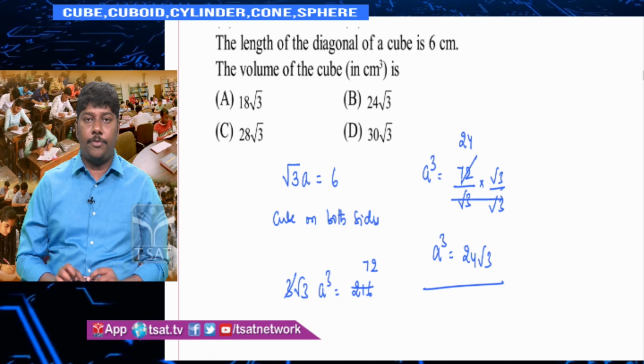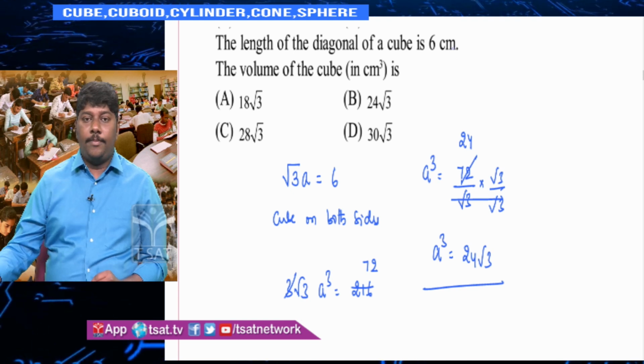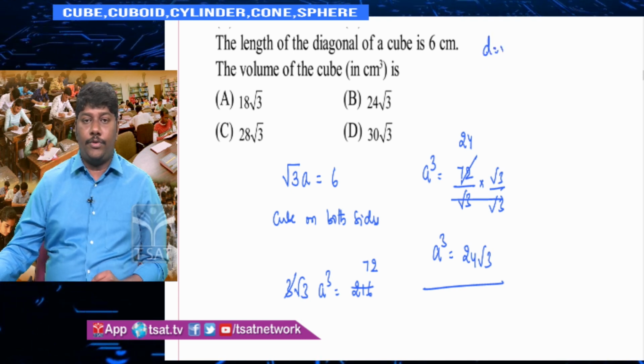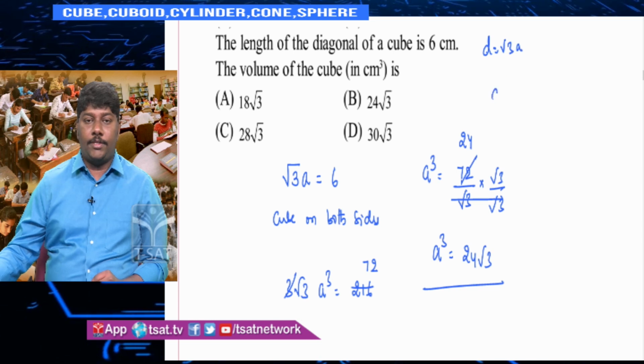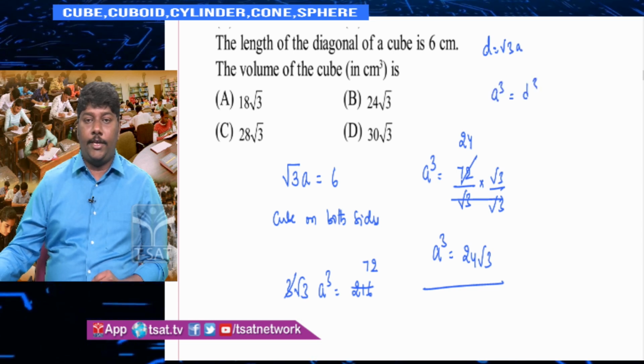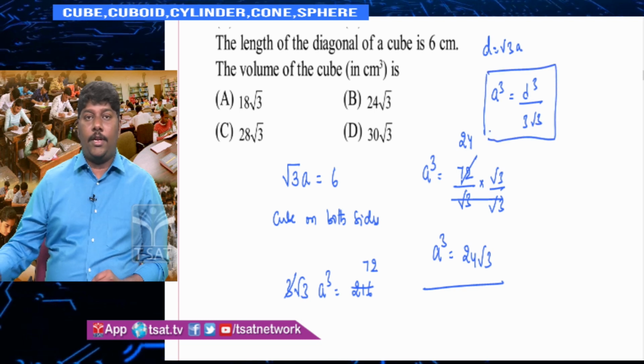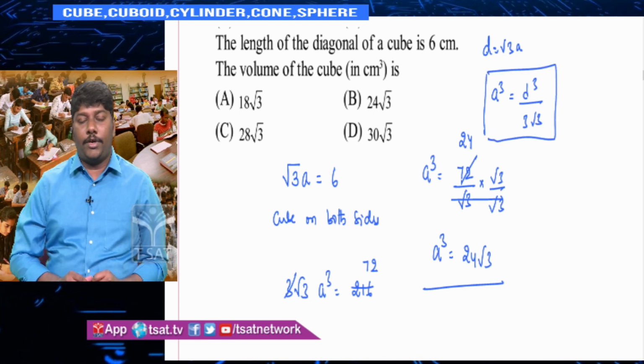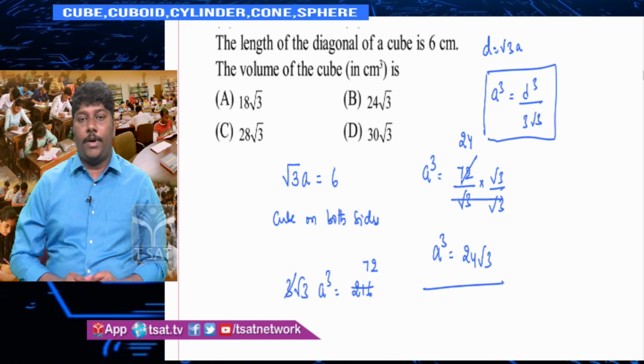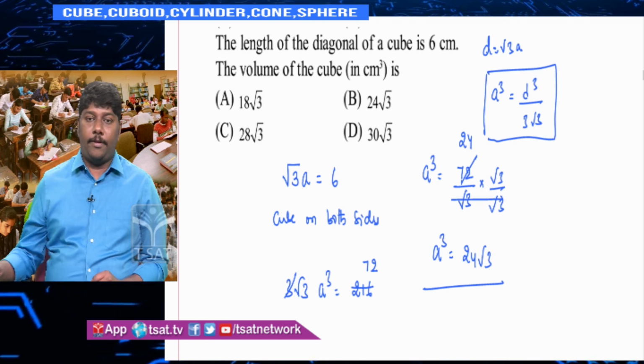If you want the direct relation between the diagonal and the volume, simply remember diagonal is equals to root 3 a, cube on both sides. a cube is equals to diagonal cube by 3 root 3. This is the direct formula related to volume and the diagonal of a cube. So do d cube by 3 root 3, you will get the answer there.